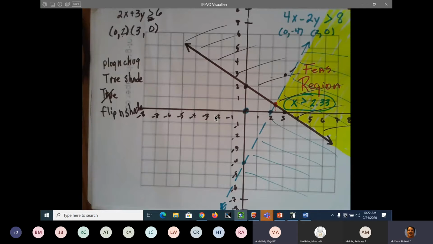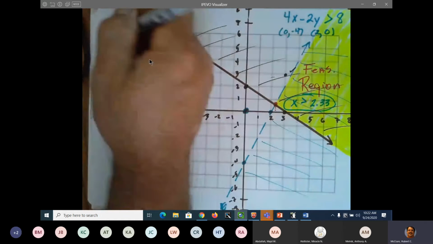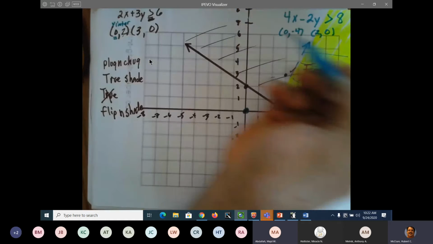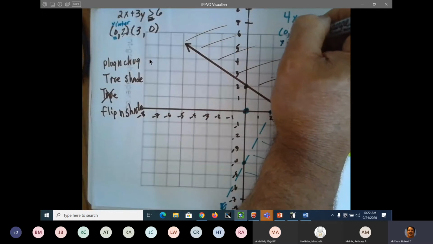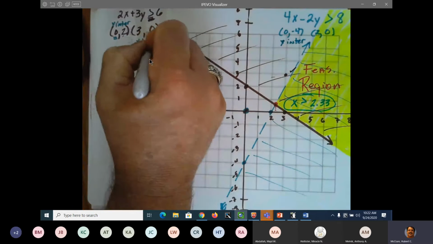So for 2x plus 3y greater than or equal to 6, when you have the (0, 2) and the (3, 0), that (0, 2) is always going to go on the y-axis. When you plug in 0 for x, that's going to be your y-intercept. And remember, that's something you should remember from Algebra 1 and Algebra 2. When you plug in 0 for y, that's always going to give you the x-intercept.